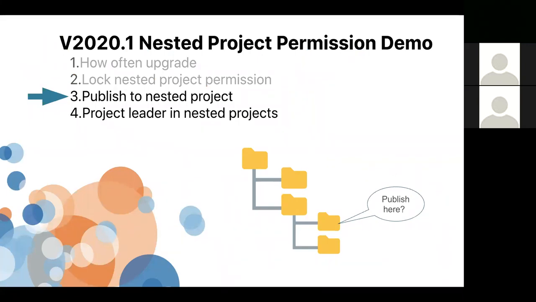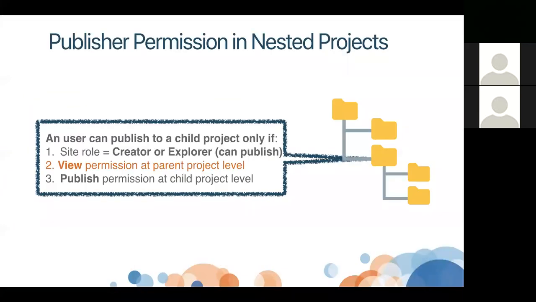How to set up the publisher permissions for the nested project or the child project. By the way, this has not changed for a while, at least for the last few releases. Three things are needed in order to publish to a child project. One is, of course, you need to have the right role. Either Creator or Explorer can publish, depending on your license.